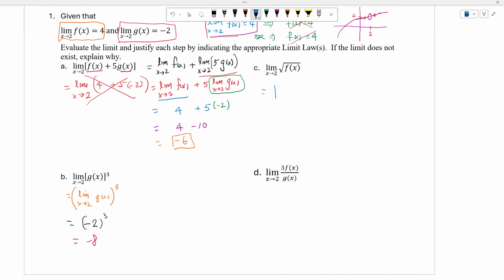For part C, we could take the square root of the limit x approaches 2 of f of x. Then it is the square root of 4. So then now my answer will be 2.